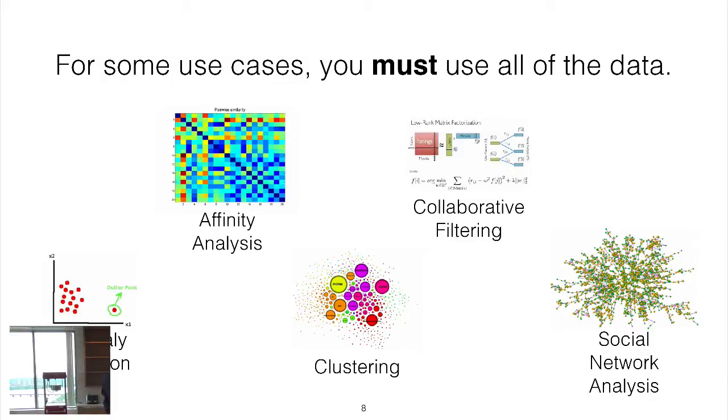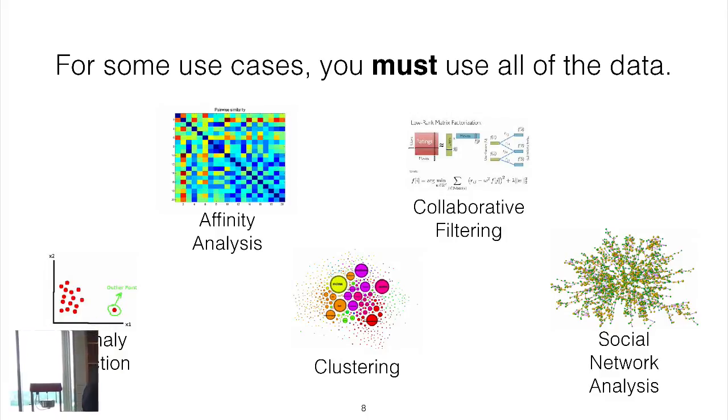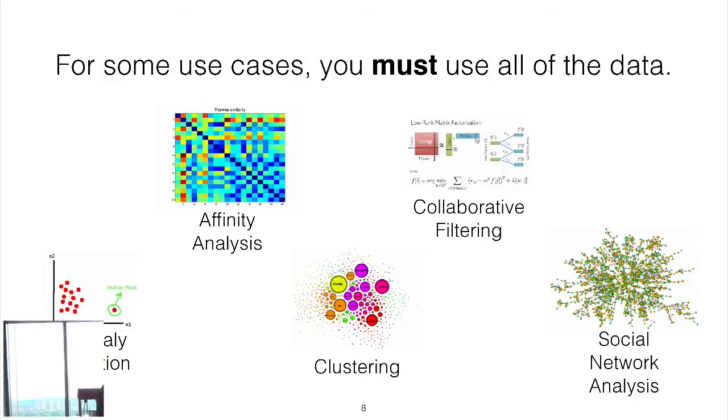Similarly with anomaly detection, you must use all of your data because what good does it do you to detect anomalies in a sample? It doesn't do you any good. The whole point of anomaly detection is to find anomalies somewhere in all of your data because if you're sampling, chances are you're going to miss the very rare events. Similarly with affinity analysis, collaborative filtering, clustering, and so forth. So there's this whole class of use cases where the approach of extracting data, bringing it over to a server or a laptop, just isn't going to work.